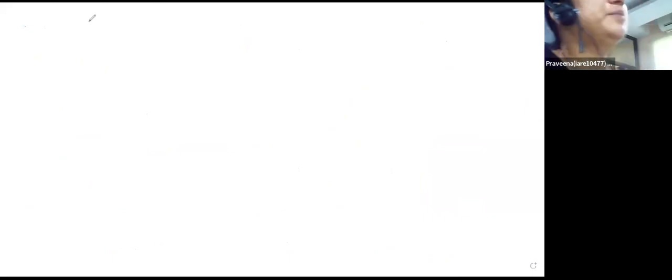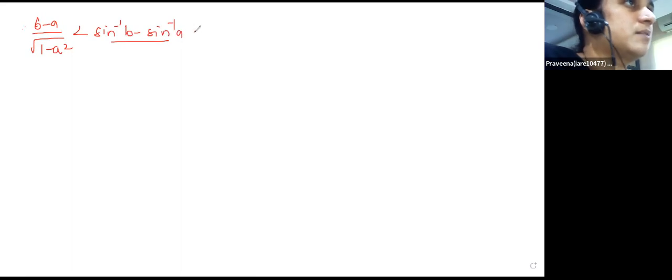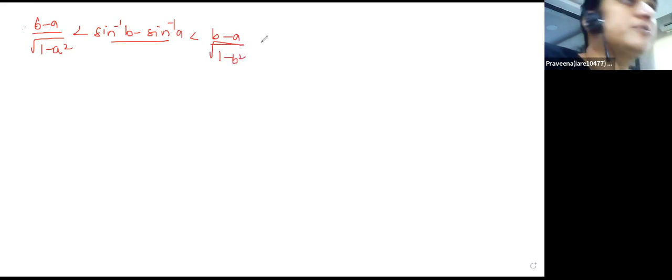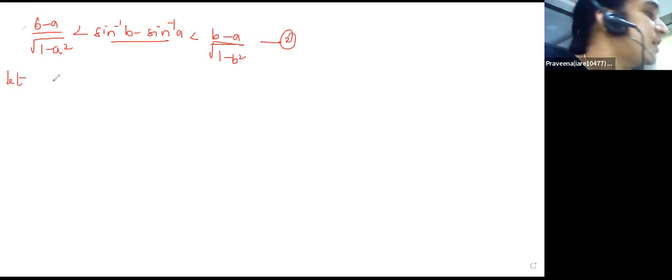Okay. Then tell me the proof of that. b minus a by root 1 minus a square is less than sin inverse b minus sin inverse a, which is less than b minus a by root 1 minus b square. They got a proof. Let us take this as the second equation. From that, let us assume a and b values. What are the a and b values for this?